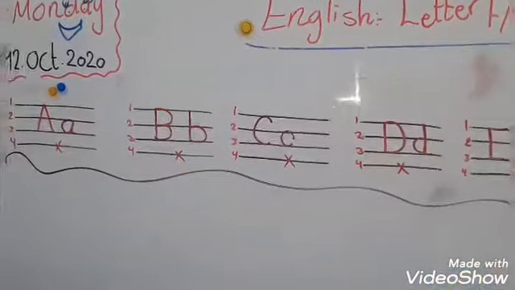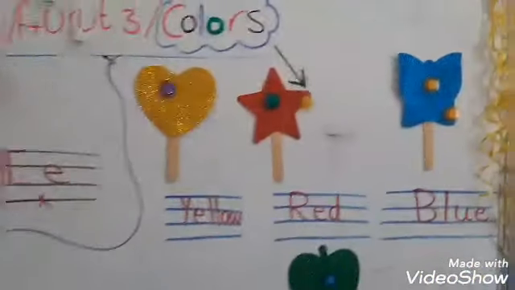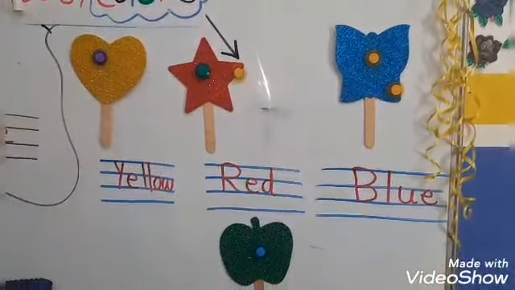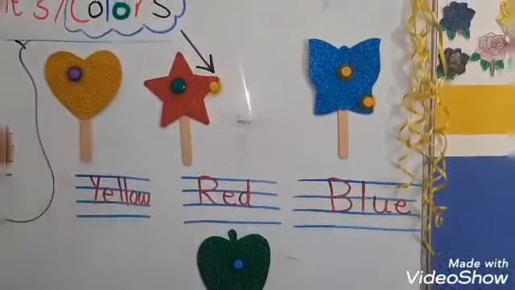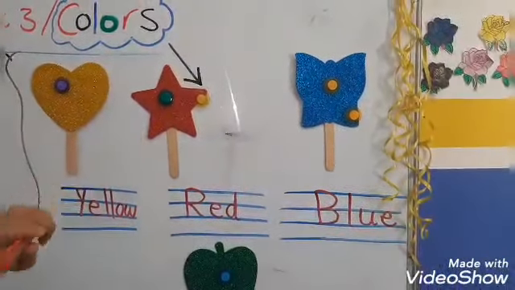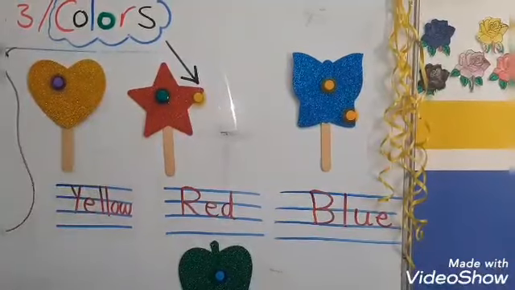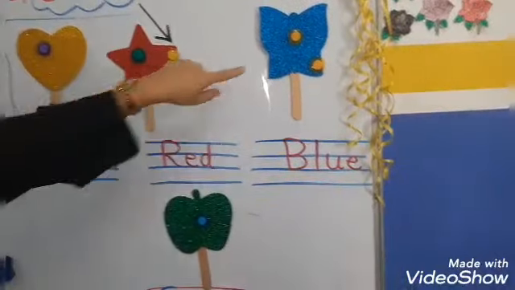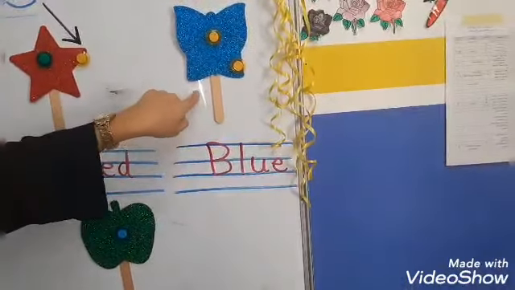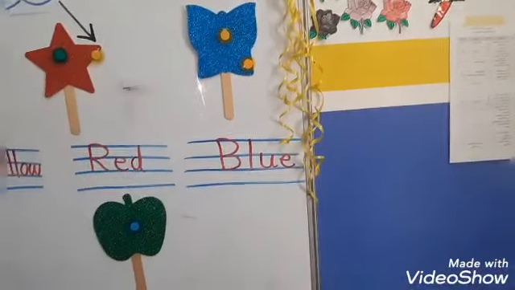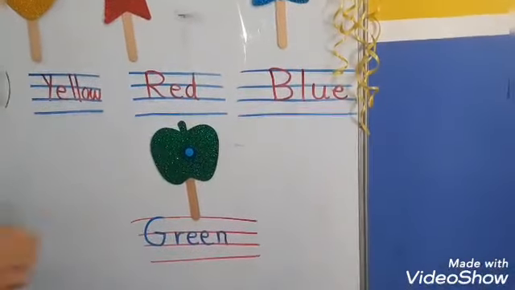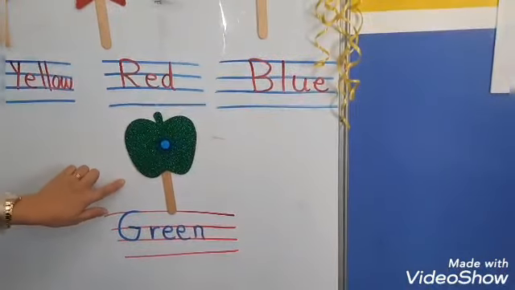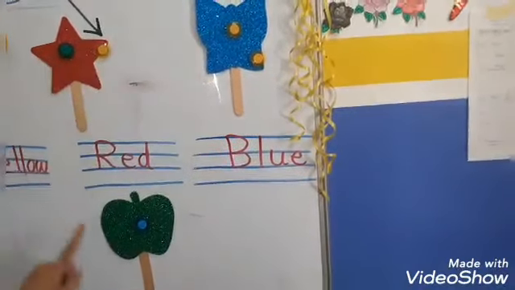Remember the colors. Color number 1, yellow. Together, yellow, red. Excellent. Now we have two new colors. This color is blue. This color is green.